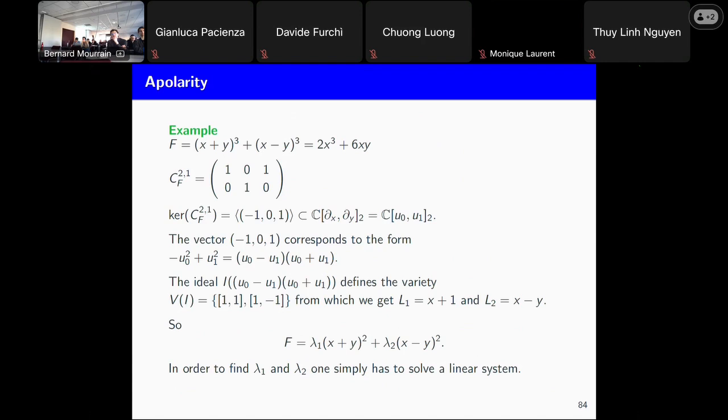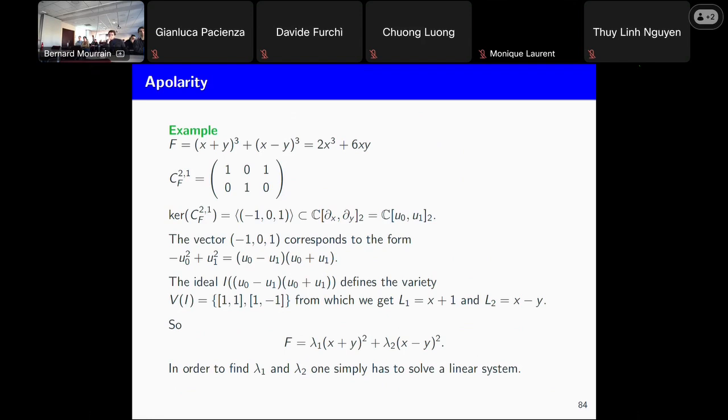In the kernel I have this vector here. This vector is an element of the domain, where partials of order 2 live. I just renamed the variables because I'm lazy. I don't want to write partials every time. I call them u0 and u1. And so this vector, after having fixed some bases, corresponds to, let's say, minus u0 square plus u1 square. So the basis will be u0 square, u0 u1, and u1 square. And if I look at this polynomial, I can factor it in this form.